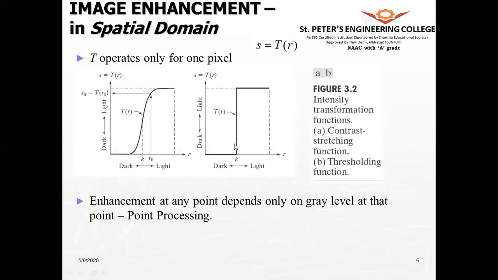Now, if you observe the second graph, at value K, there is a distinction. Anything below that is dark, anything above that is light. So you have only two levels. This we call a thresholding function, where you will get a binary image. From the discussions on threshold, this will result in a binary image. So this is the intensity transformation.